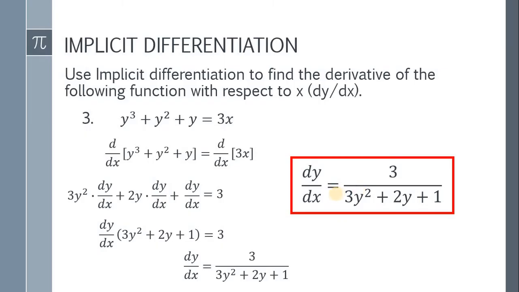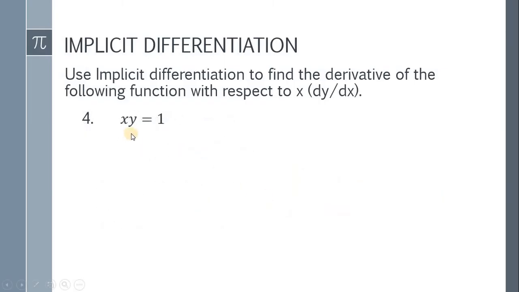Now, let's move on to example number 4. So, we have x times y is equal to 1. Now, take the derivative both sides with respect to x. So, we have the derivative of x times y with respect to x is equal to the derivative of 1 with respect to x. Again, keep in mind na yung y is a function of x. So, we have x times a function of x. So, ibig sabihin, ito ay naka-multiply. Since ito ay naka-multiply, gagamit tayo dito ng product rule.